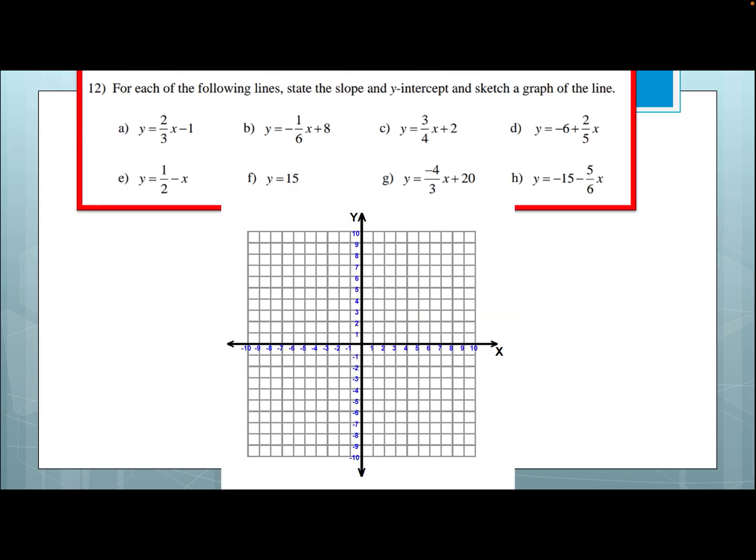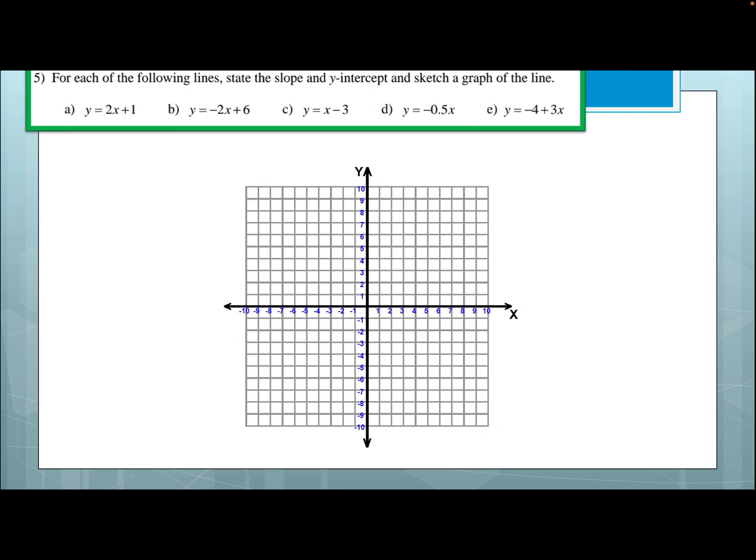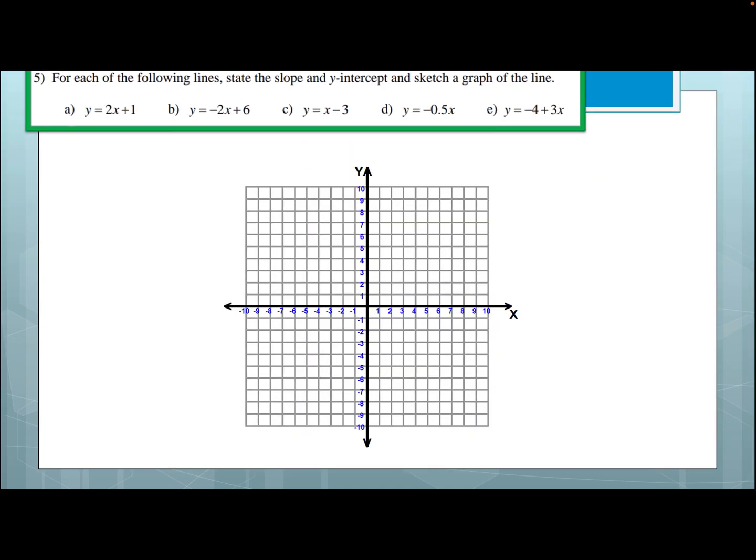Have a go at the last page, last 2 pages. I don't know if you want to. What I'll do is I'll post the answers up on the hub with these, just to make sure you got them right. Or you can type into Desmos, I don't know, it's up to you.